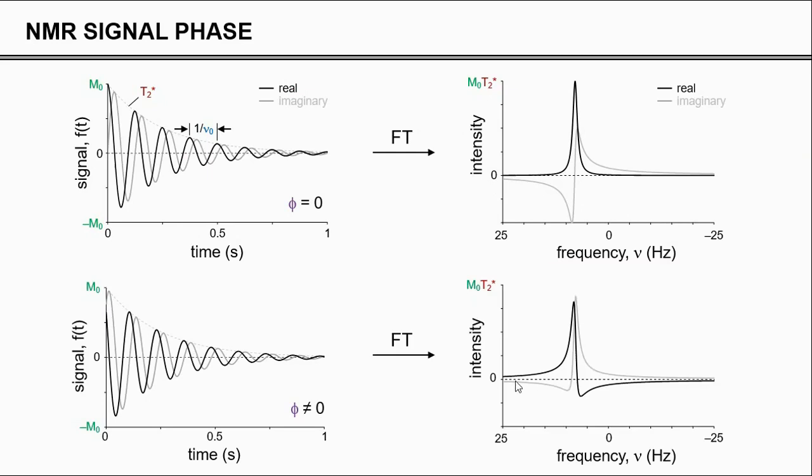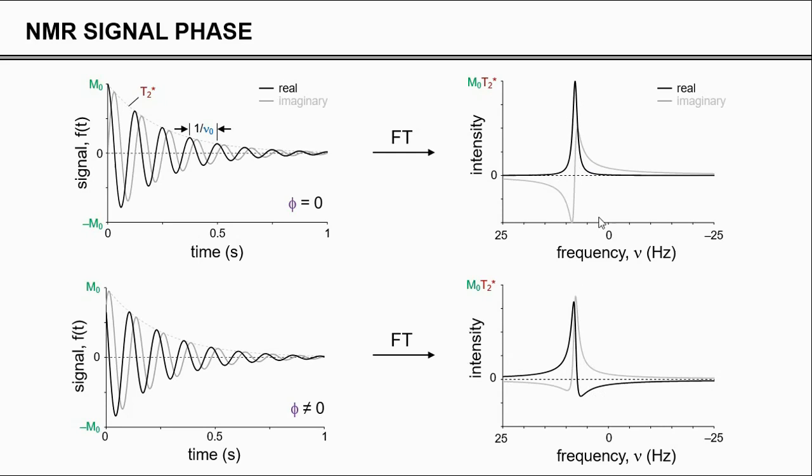Fourier transformation of this, we're going to get a signal that looks something like this. The black spectrum has negative intensities and positive intensities. Clearly this is undesirable. In this situation, the area underneath the black curve was proportional to M0. Well, that is no longer the case here, right? You have negative signal, so this area is certainly not the same as that area.